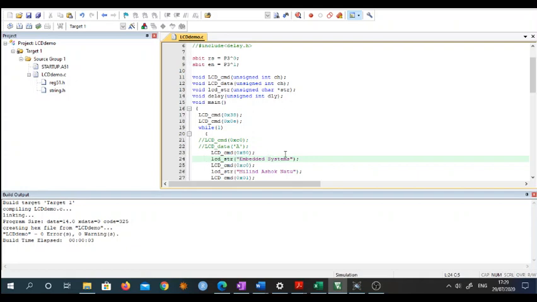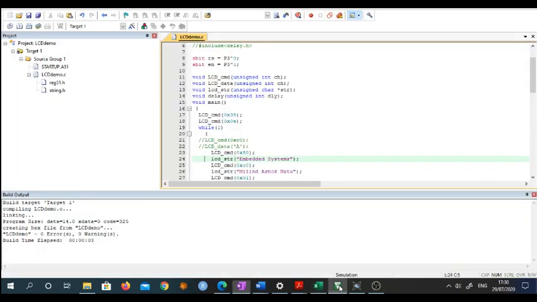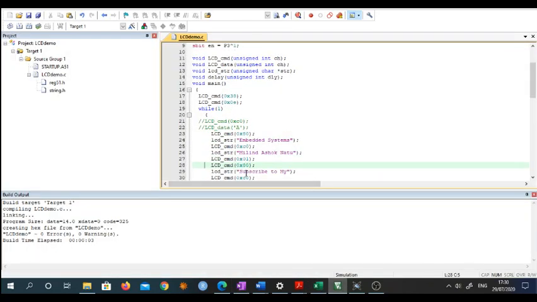Then after writing the first line I have to move to the second line, and for that I am using a command 0xc0. So this command will force the cursor to move to the second line. Okay, as you can see here, this will force the cursor to the beginning of second row. All right, now let us come back here. Then I am using LCD command, LCD str. I am writing my name here. Okay, so I am sending my name at the second line. So at the first line there is embedded system, at the second line there is my name.